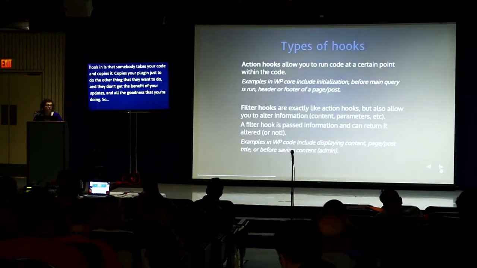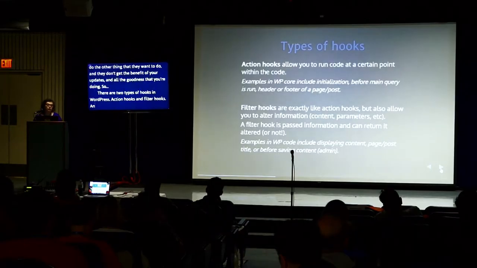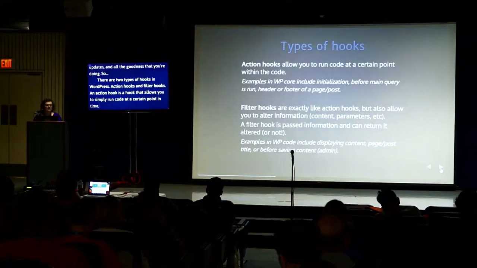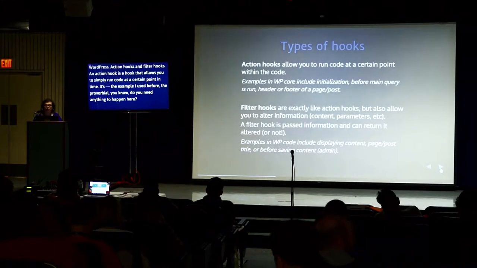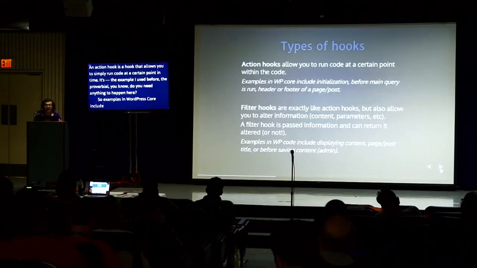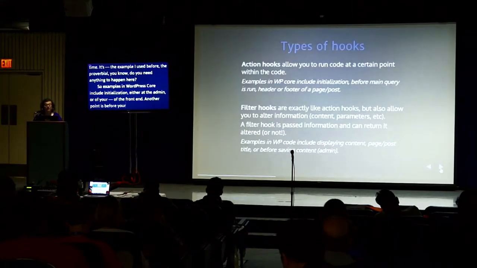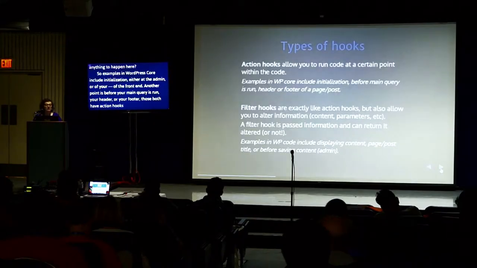There are two types of hooks in WordPress: action hooks and filter hooks. An action hook is a hook that allows you to simply run code at a certain point in time. It's the example I used before, the proverbial, do you need anything to happen here? So examples in WordPress core include initialization, either of the admin or of the front end. Another point is before your main query is run. Your header or your footer, those both have action hooks that allow you to make things happen.